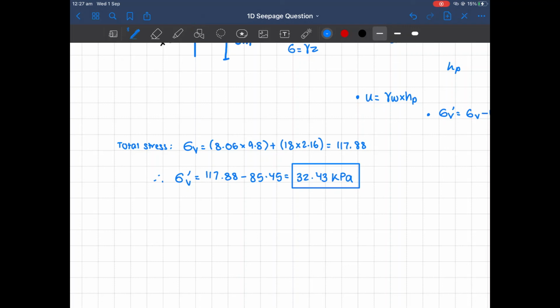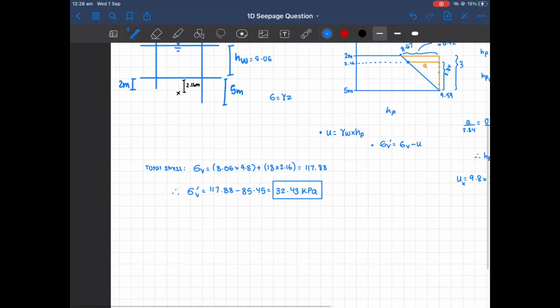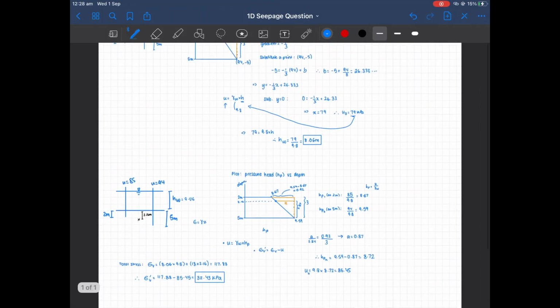Okay, so that's basically how to do this sort of question. Of course, there are more complicated versions of these one-dimensional seepage questions. I do hope that I covered it properly, and that it was easy to understand.